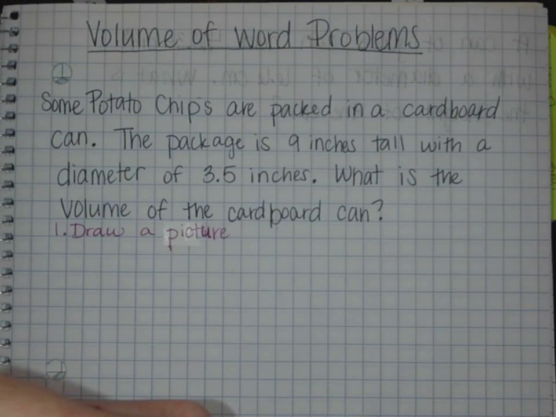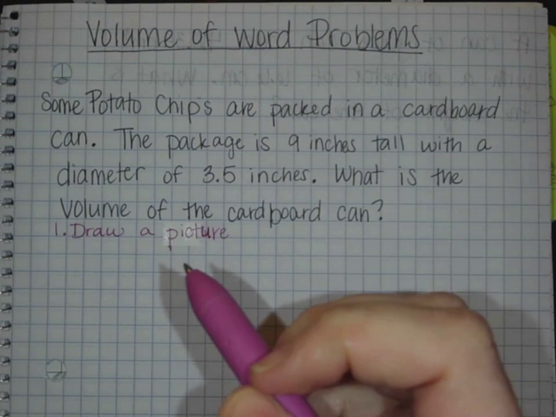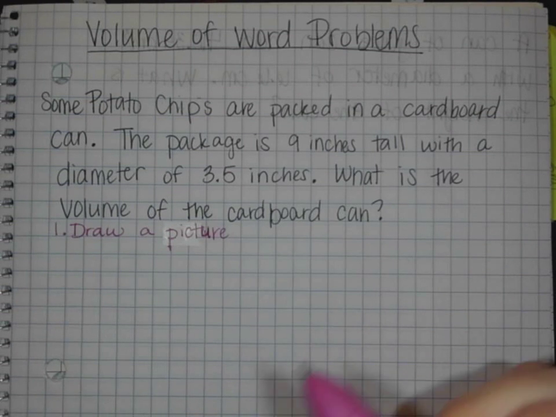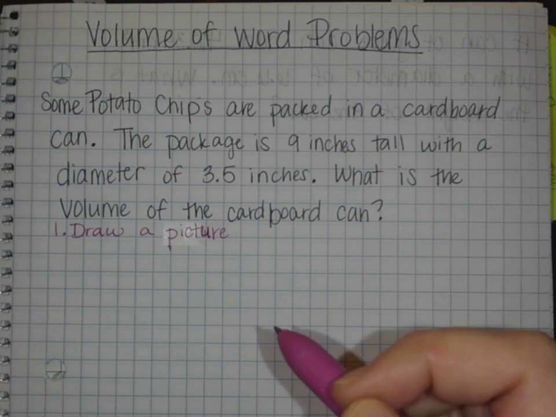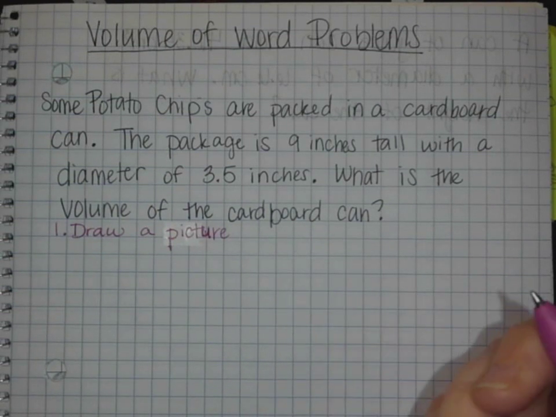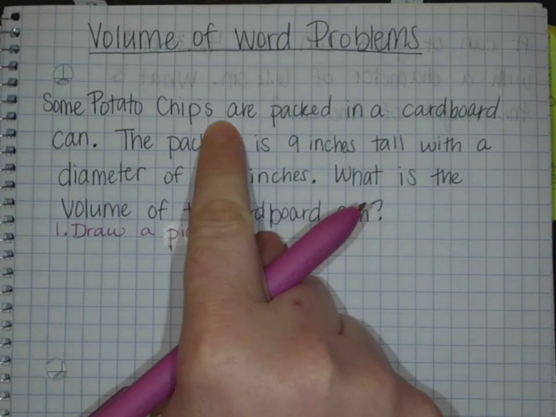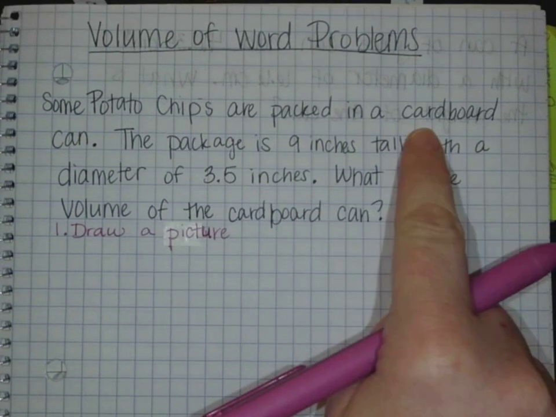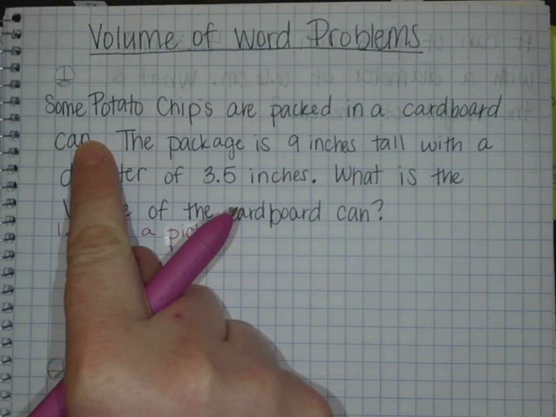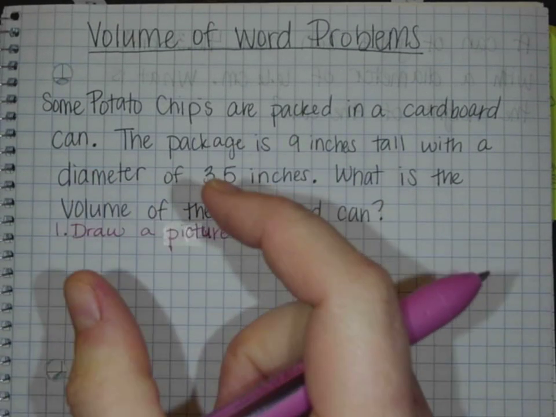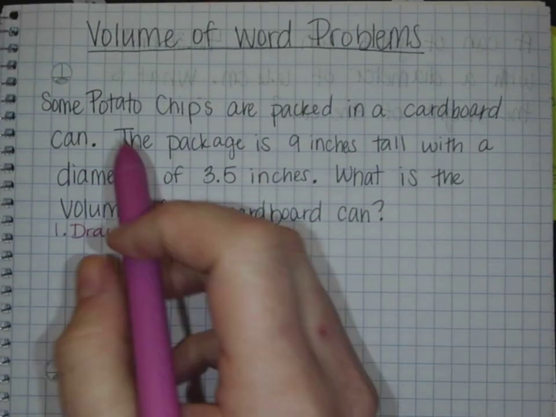So I know that there were some problems where it would say a cylinder has a height of this and a radius of this, and we would draw the picture. It's still the same concept. So I'm going to go ahead and read this problem now. Some potato chips are packed in a cardboard can. So really, it's a Pringles can if you've ever heard of those. But that's what it's talking about.